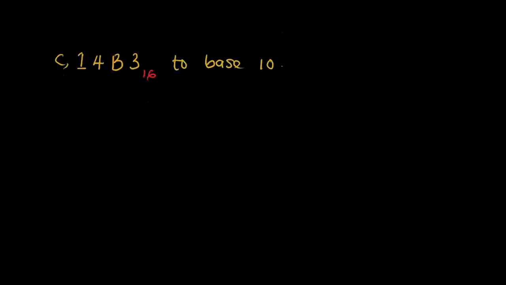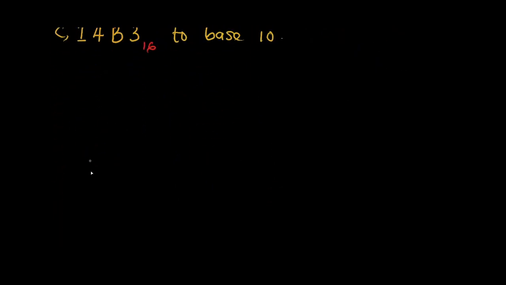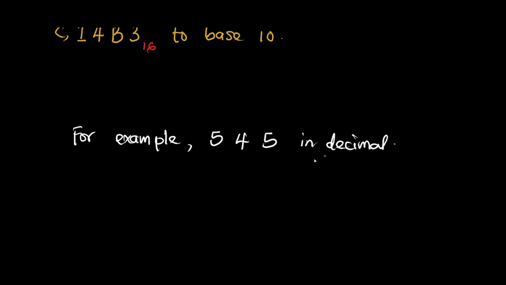I was explaining the way our positional notation differs from the Roman numeral positional notation, so let me explain that further. Let us say, for example, we have 545 in decimal. We already know that our decimal system represents our base 10 system. The values of these three digits are different.